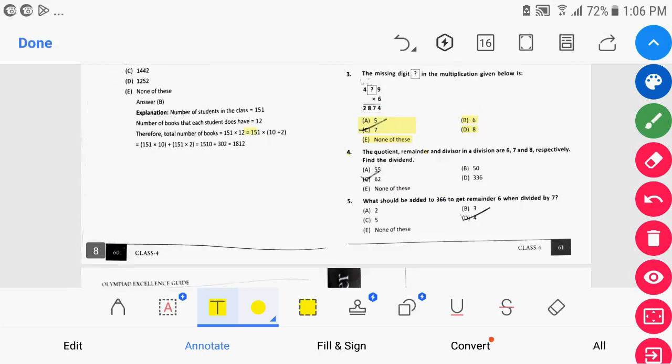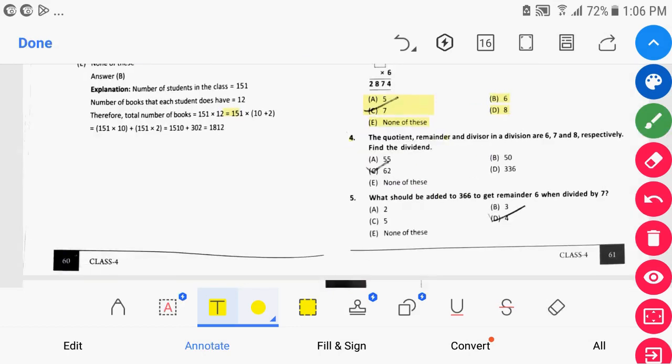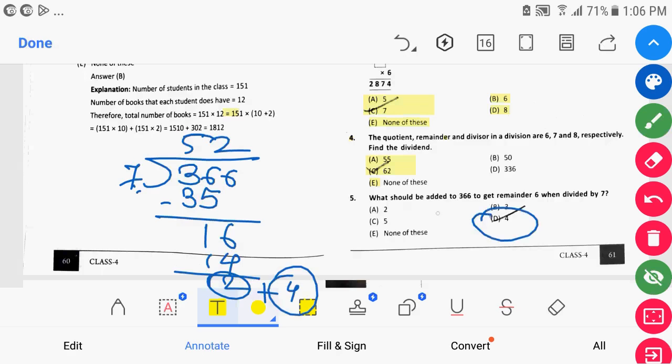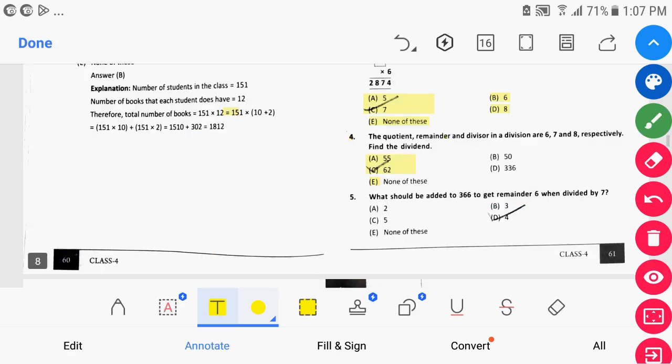Now what should be added in 366 to get the remainder 6 when divided by 7? Here you have to first divide 366 by 7. Now 7 5s are 35. 1 will remain, 6 will come down, 7 2s are 14. So our remainder is 2. But we want remainder 6. So for 2 to become 6 we should add 4 in it. So 4 should be added to this number 366 to get the remainder 6 when divided by 7.